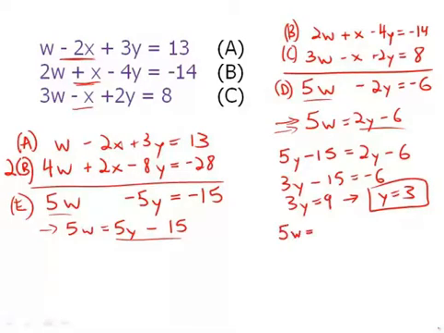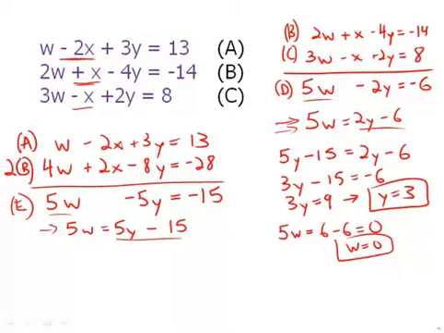5w equals 2y, which is 6, minus 6, equals 0. That's funny. If 5w equals 0, that means that w must equal 0. Okay, very interesting. That can happen sometimes. W equals 0. So now I have the value of w and the value of y.